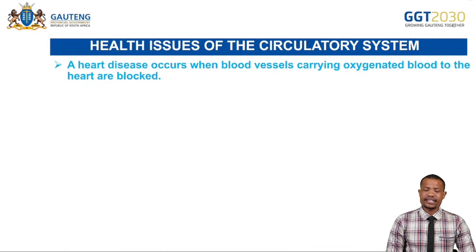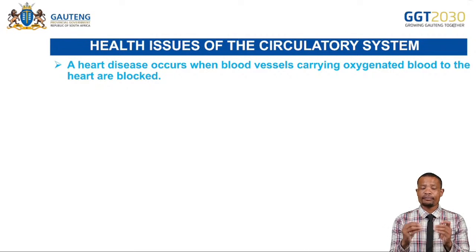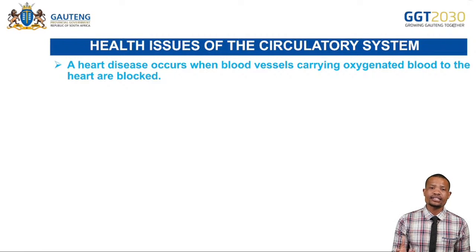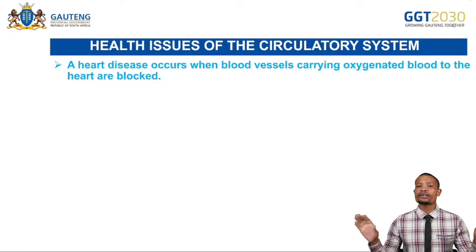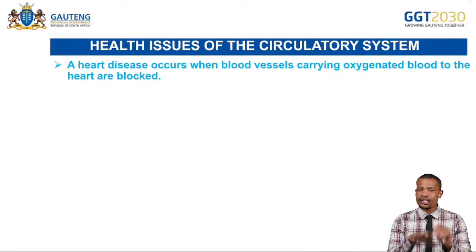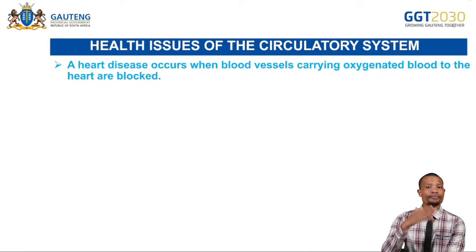Right. A heart disease occurs when blood vessels carrying oxygenated blood to the heart are blocked. Okay, so if the blood vessels that are sending oxygenated blood to the heart muscles are blocked, then you will have a heart disease, because now the heart is not getting the oxygenated blood that it needs so that it can pump it to the rest of the body. And remember, the heart is also made up of cells, so there's going to be issues with the cellular respiration of the heart cells as well, and that may lead to a heart disease.